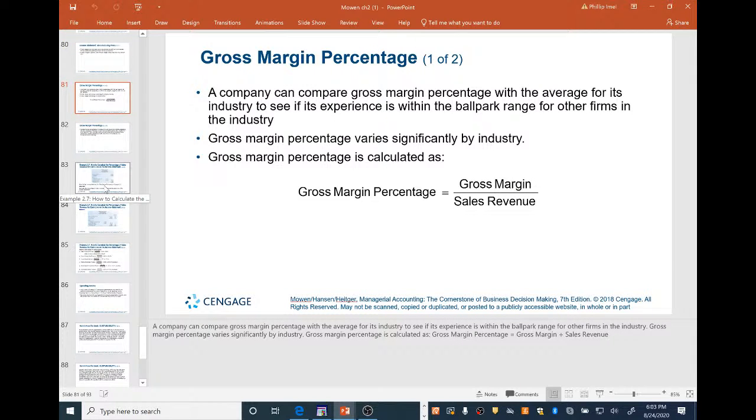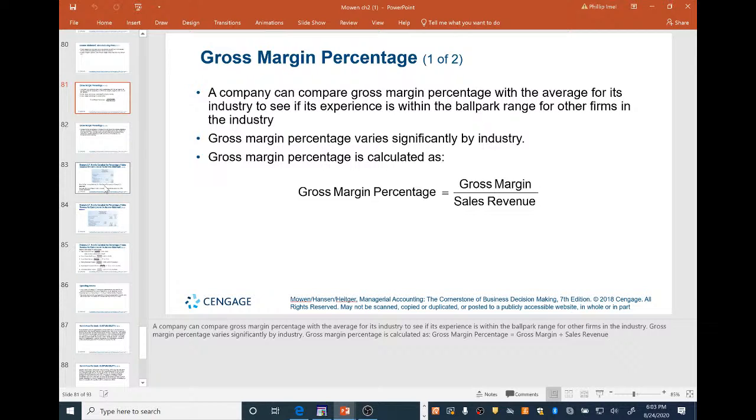A company can compare its gross margin percentage with the average for its industry to see if its experience is within the ballpark range for other firms in the industry. Gross margin percentage can vary significantly by industry, so depending on what type of industry you're in, it could be totally different. That's why it's good to benchmark within industries, because the outside forces coming against you are going to be the same within the industry.